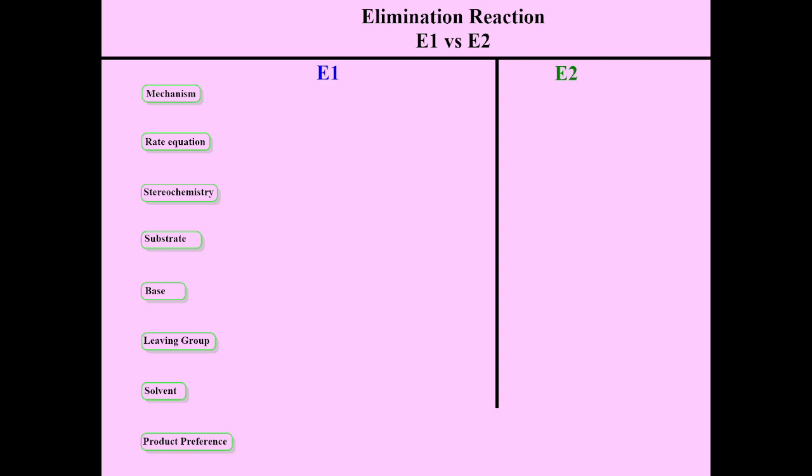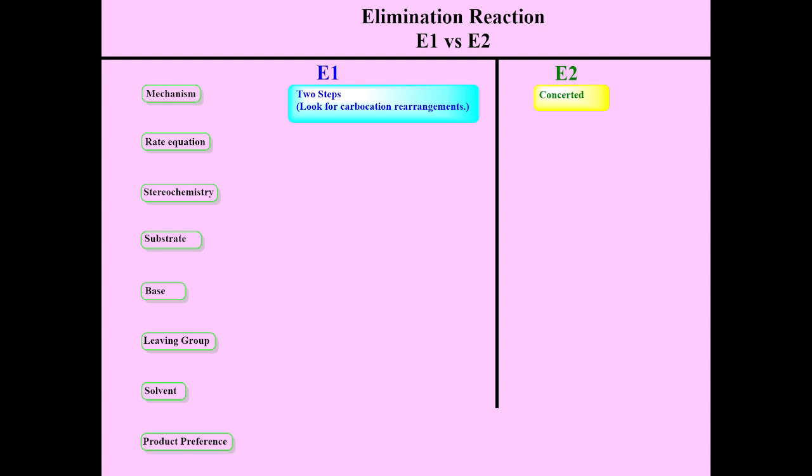So we will compare here in terms of mechanism, rate equation, stereochemistry, substrate, base, leaving group, solvent, and the product preference. Let's see. In case of mechanism, the E1 reaction will proceed in 2 steps.